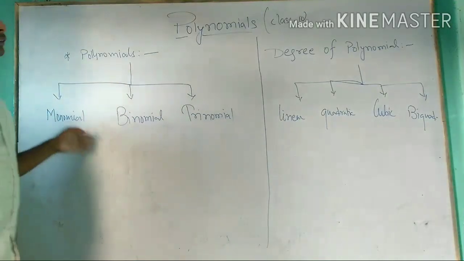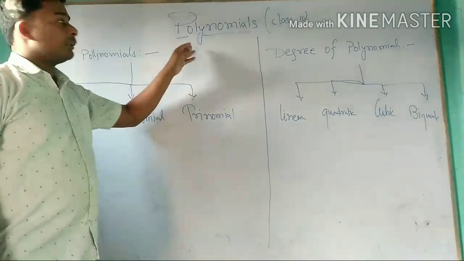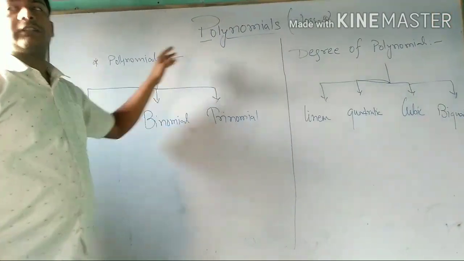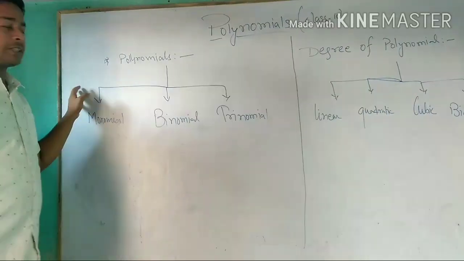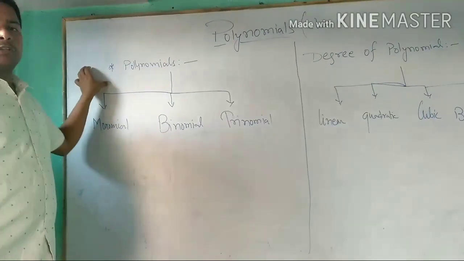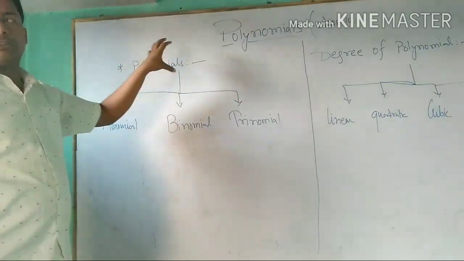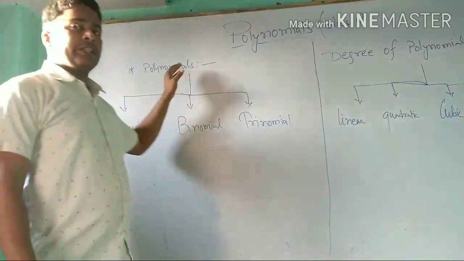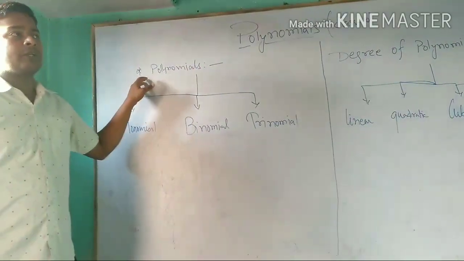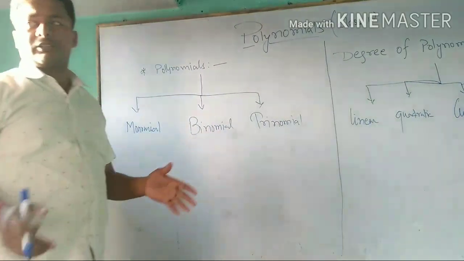Good evening everyone. Today we have to study about polynomials, class 10th, that is chapter 2 of mathematics. My dear, first of all we will understand what a polynomial is. A polynomial is an expression which consists of some variable terms and constant terms.